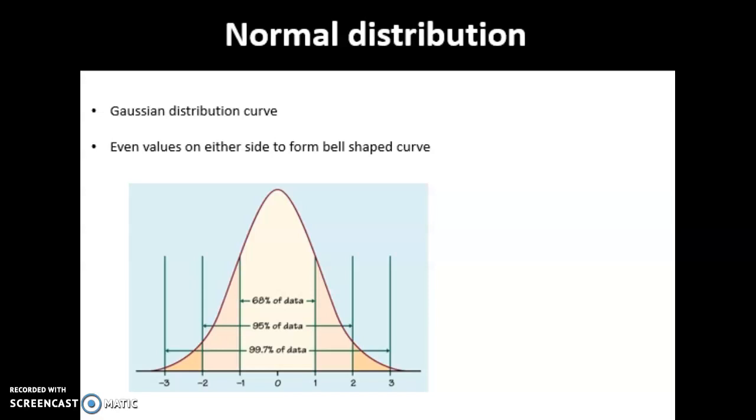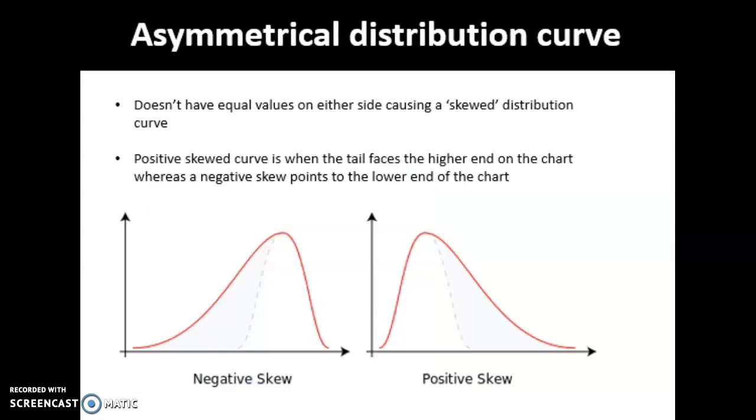Another word for normally distributed data might be parametric data, and non-parametric data has asymmetrical distribution curves, also known as a skewed distribution curve. So it doesn't have equal values on either side, causing a skewed distribution curve. Positive skew curves are when the tail faces the higher end of the chart, whereas a negative skew points to the lower end of the chart. In a left skewed dataset, the median and mode are greater than the mean, and it has a negative ending. In a right skewed dataset, the mean is greater than the median and mode, and it has a positive ending.